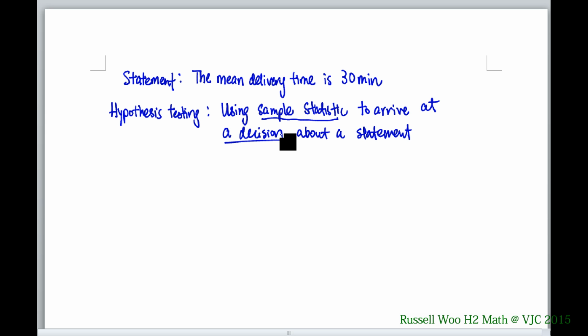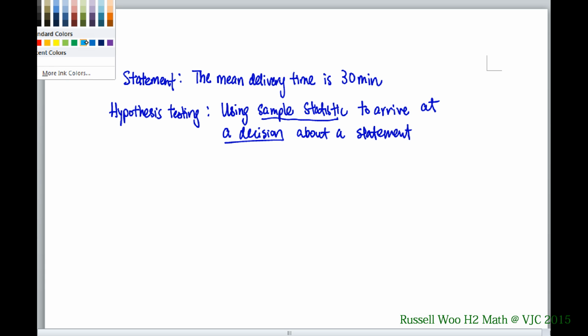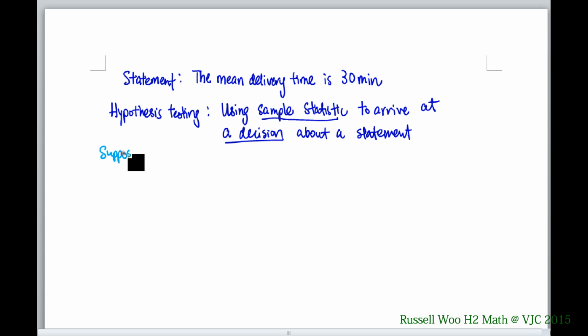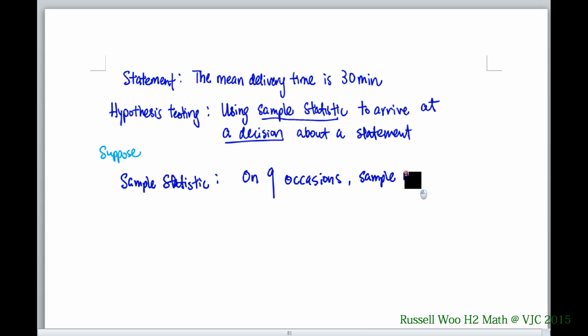So, suppose, it's available in your lecture notes, by the way. Suppose we have a sample statistic. What we have is, on 9 occasions, don't ask me why 9, okay? Just an example. On 9 occasions, you collect data, that means x1, x2, x3, 9 times. Your sample mean is 38.2.